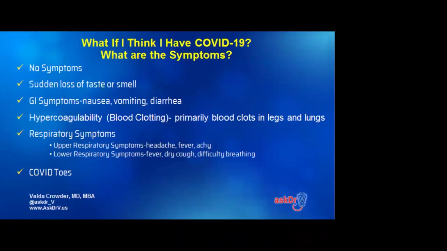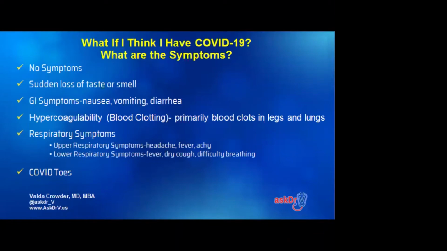Then also there are GI symptoms: nausea, vomiting, diarrhea. There's also what we call hypercoagulability, which means blood clotting. So people are getting clots in their lungs and clots in their legs. Then there are the respiratory symptoms that you normally hear about, which are upper respiratory symptoms of headache, fever, achiness, kind of like a sinusitis. And then lower respiratory symptoms, which are a dry cough, difficulty breathing, and it may become like a bronchitis or a pneumonia.